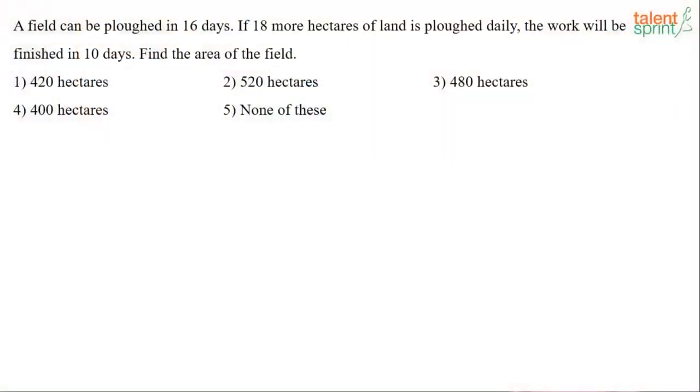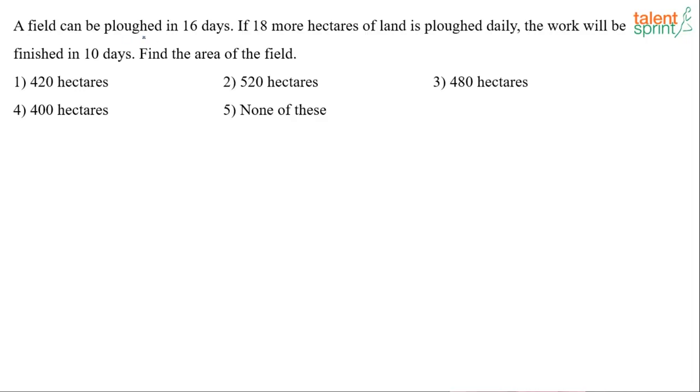Okay, the last question from this independent ones. A field can be plowed in 16 days. If 18 more hectares of land is plowed daily, the work will be finished in 10 days. Find the area of the field. Interesting. You can do the work in 16 days, but if you do an additional 18 hectares per day, you can do it in 10 days.